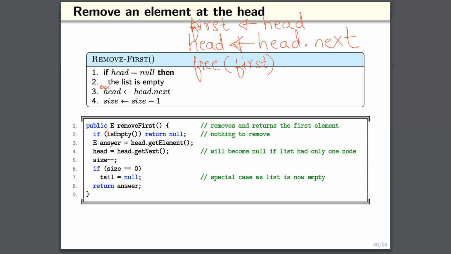Head dot get element is the answer. Finally, you will be returning the answer, because maybe the user wants to use it. Then head is equal to head dot get next. This is the core logic of removing the first element. Size minus minus. If size is equal to 0, tail is equal to null. And why do we have this corner case?